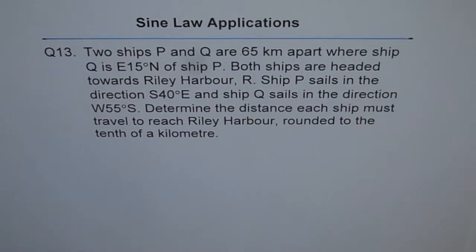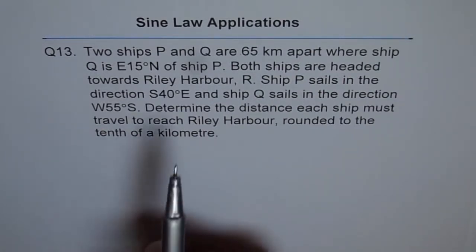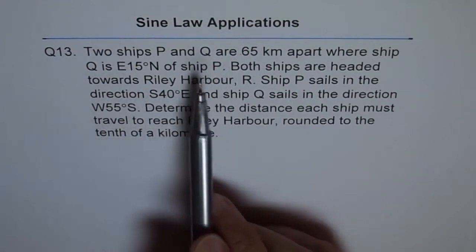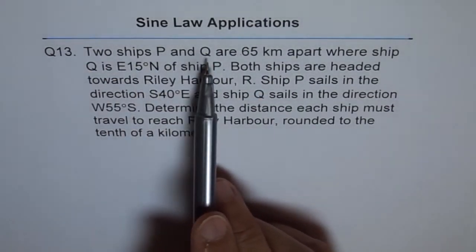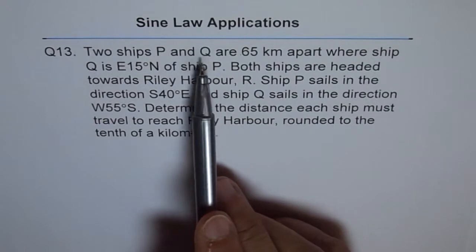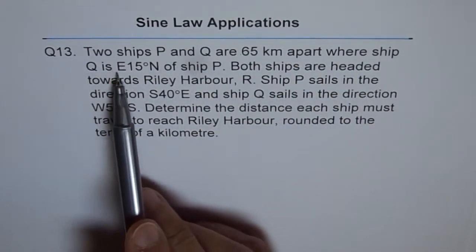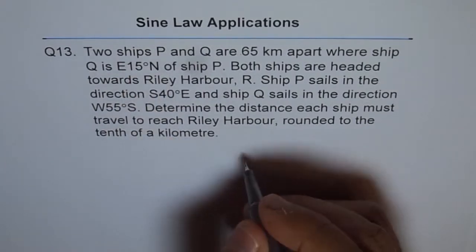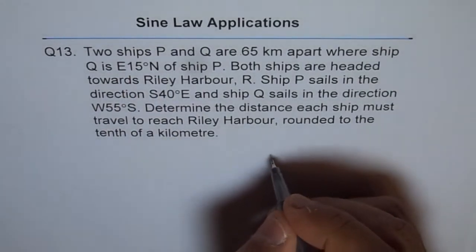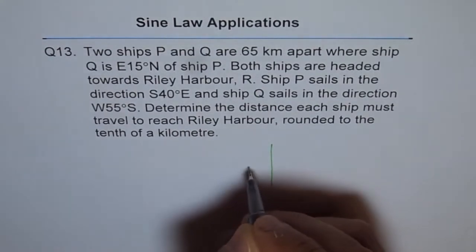Now in this question you need to figure out where the ships are and then make a neat and clean sketch. And that is probably the toughest part of this problem, right? Once you have your sketch, things will ease out. So let's start with ship P, because we know the distance between them, where ship Q is east 15 degrees north. So let's start with P and then figure out what location Q is on.